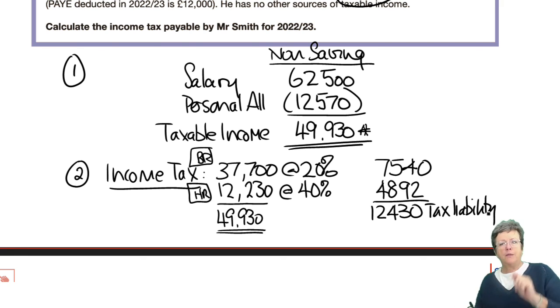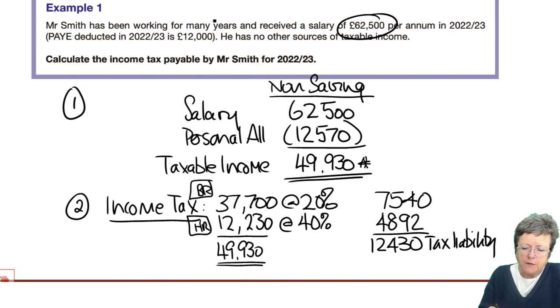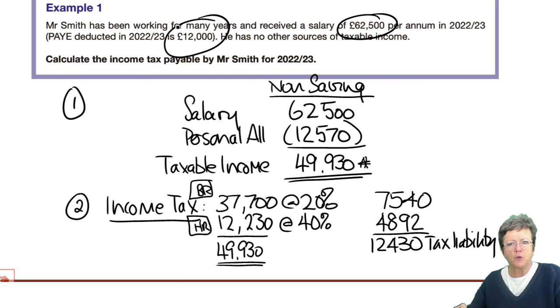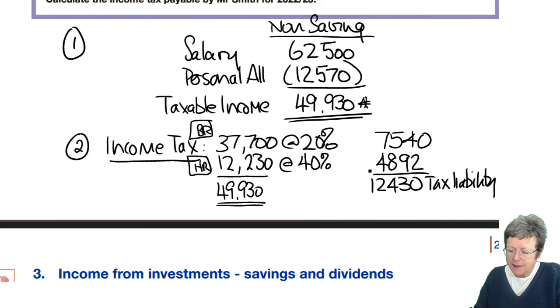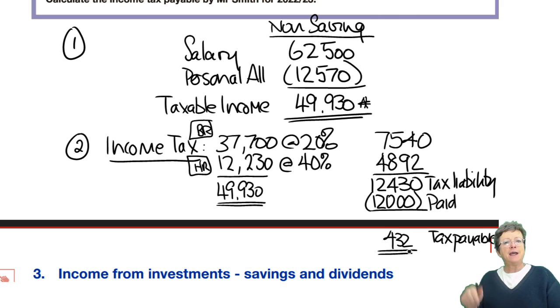Now that's his tax liability. From his income, that's his liability. And yet, what does the question say? Tax deducted at source. So he's already paid 12,000 according to the question, which means the balance, or the tax payable, £432. Now that's what he's actually got to pay. That's his tax bill, because he's already paid the other balance. Okay.